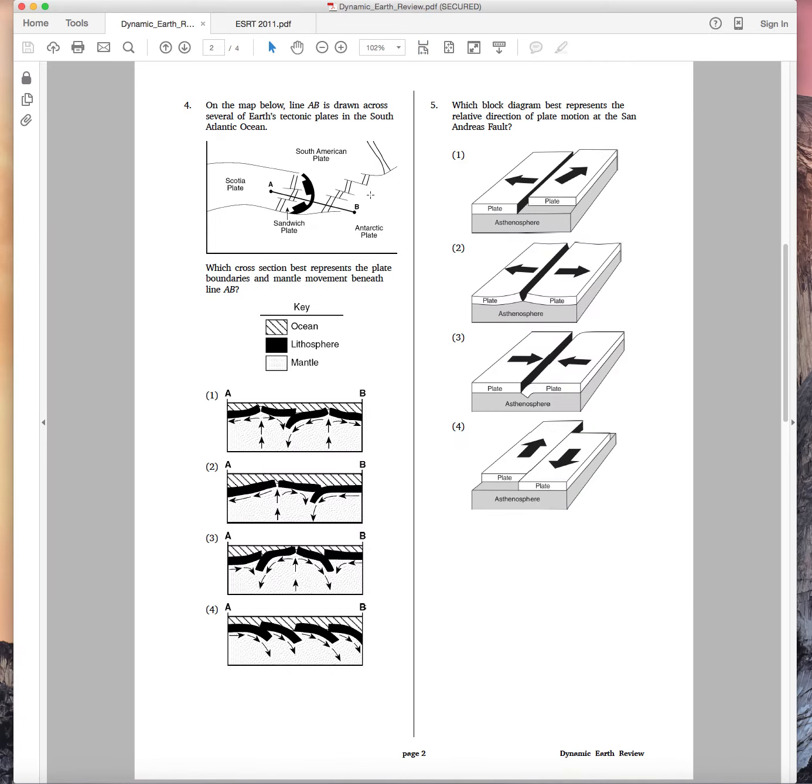Okay, so we have to show two diverging. So we have A to B. We have one diverging here, another one diverging here, and they have to meet because that is a converging plate boundary.